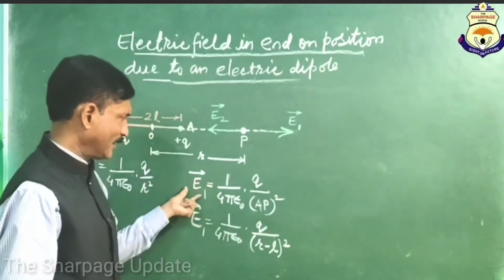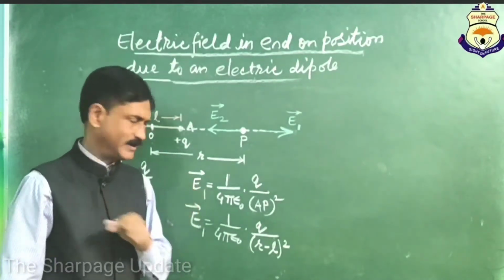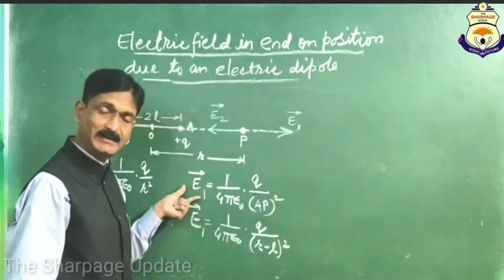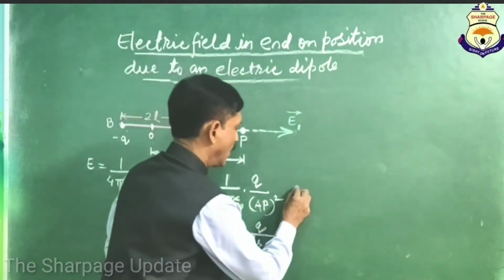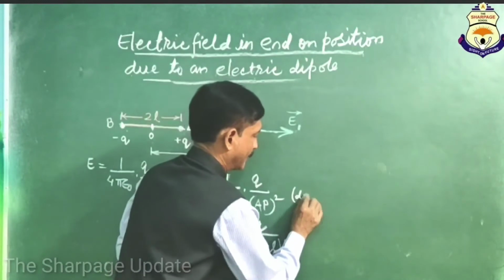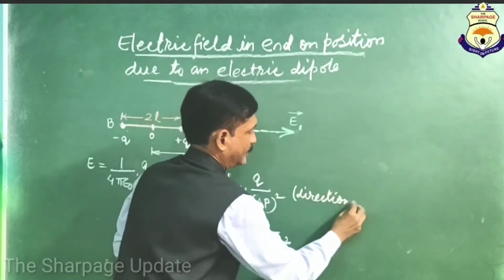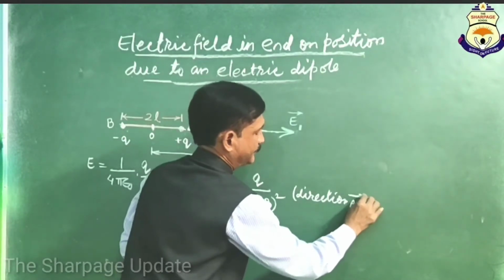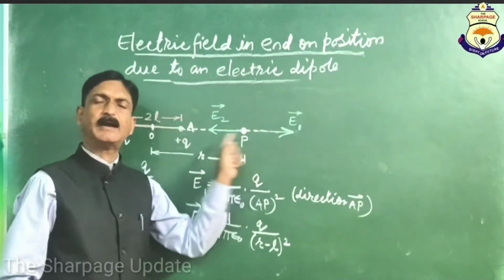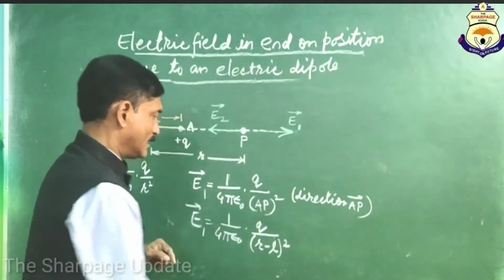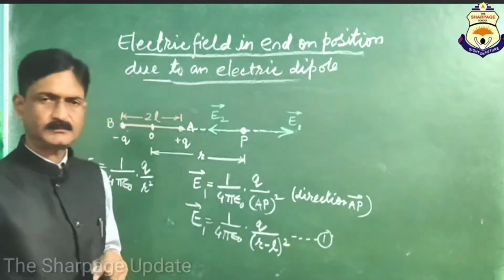Now here E1 is a vector quantity, means intensity of electric field is a vector quantity. So the direction of this electric field intensity will be in the direction of AP, along the direction of AP. You can see by the figure that this is the equation number 1.